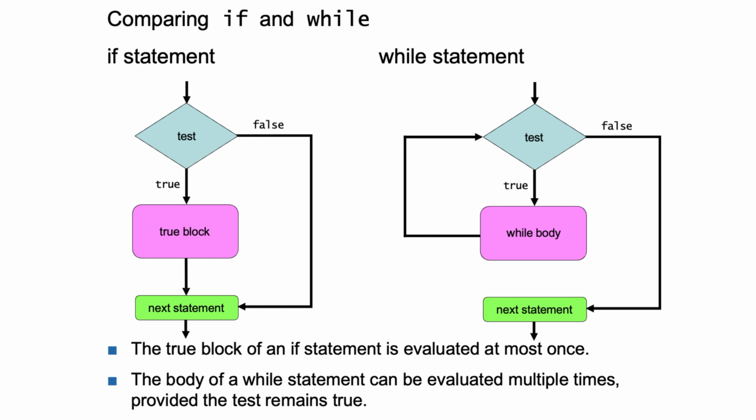If you are confused about the difference between the if statement and the indefinite loop, or if you want to differentiate between them, here is a slide for you. In an if statement, the true block is evaluated at most once, not twice or an indefinite number of times. However, in a while statement, the body of the statement can be evaluated multiple times, provided that the test remains true every time it runs.